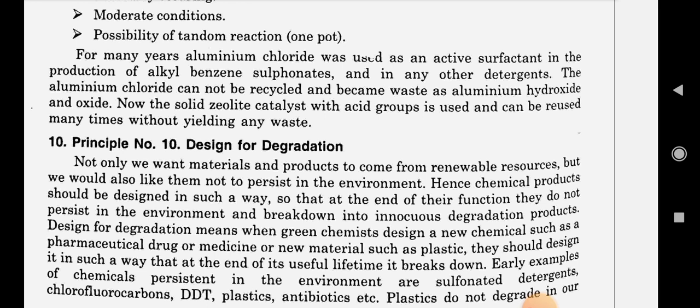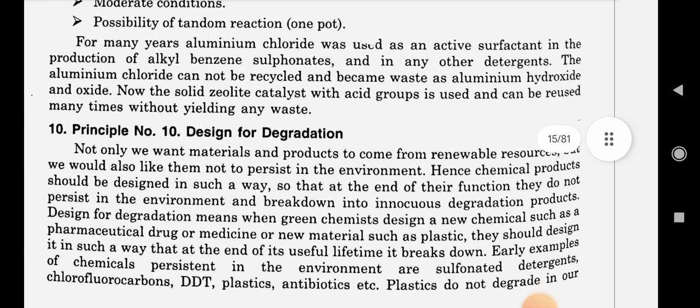For many years, aluminum chloride was used as an active catalyst in the production of alkyl benzene sulfonates and in other detergents. The aluminum chloride cannot be recycled and becomes waste as aluminum hydroxide and oxide. Now a zeolite catalyst with acid groups is used and can be reused many times without yielding any waste.